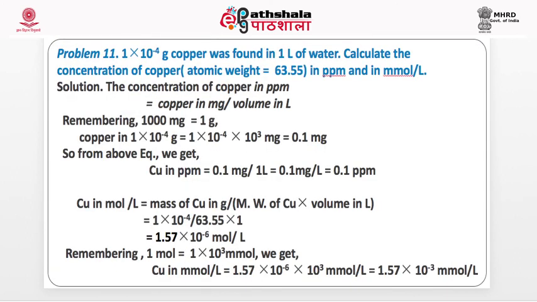Now there is a problem. 1 into 10 to the power minus 4 gram copper was determined in 1 liter of water. Calculate the concentration of copper in ppm and in millimole per liter. What will you do? In ppm, it is copper in milligram divided by volume in liter. 1000 milligram equals 1 gram, so grams multiplied by 1000 gives milligram: 0.1 milligram. So copper in ppm equals 0.1 milligram by 1 liter, that is 0.1 ppm.